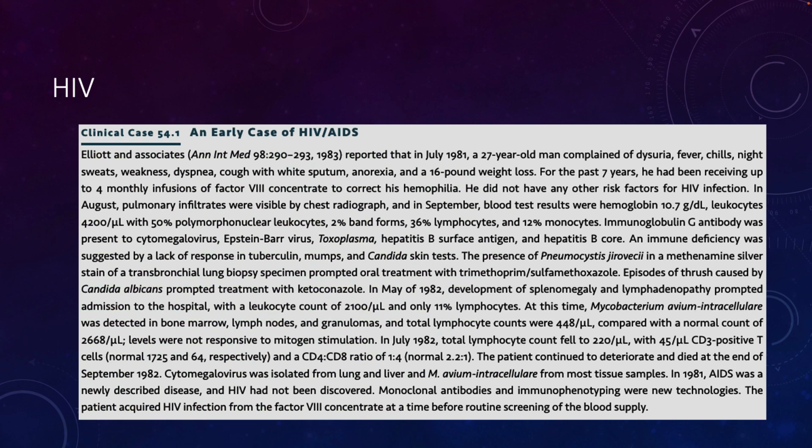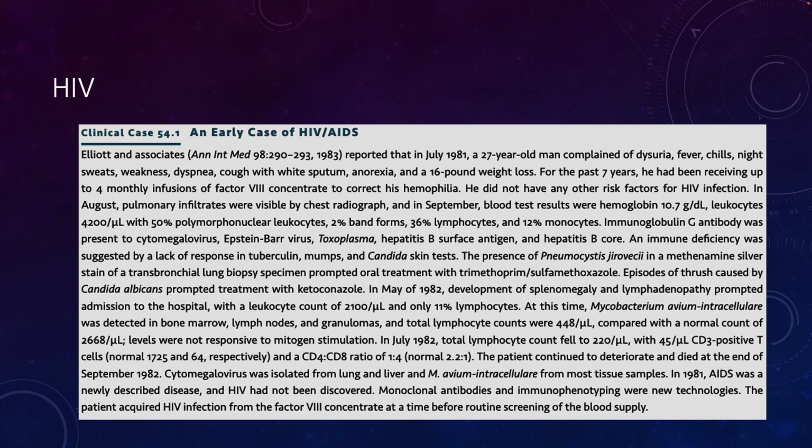This is a case study of an early case of HIV/AIDS, very early. In July of 1981, a 27-year-old man complained of painful urination, fever, chills, night sweats, weakness, difficulty breathing, cough with sputum, loss of appetite, and a 16-pound weight loss. For the past 7 years, he had been receiving up to 4 monthly infusions of factor VIII concentrate to correct his hemophilia. Factor VIII is something that helps with blood clotting. Hemophilia is a blood clotting disorder. He did not have any risk factors for HIV. So in the 1980s, what they're trying to say is he didn't use drugs and he wasn't gay.